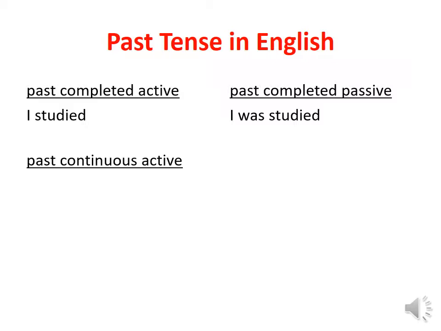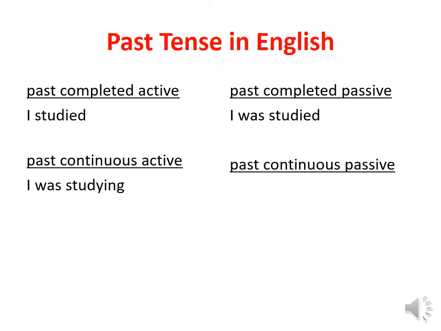We can also form the past as a continuous, that is, a past time action with continuous aspect. In the active, this would be I was studying. Studying as a process, not studying as a simple event. And then the past continuous in the passive: I was being studied.